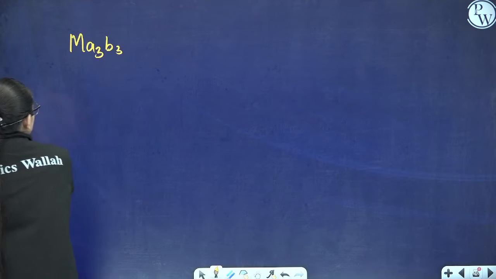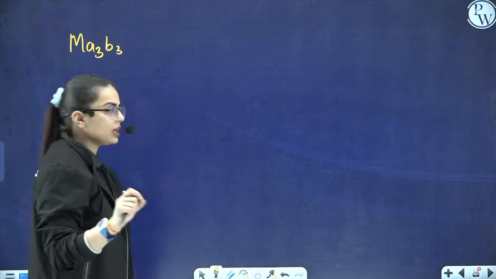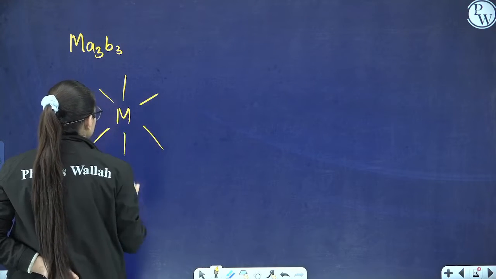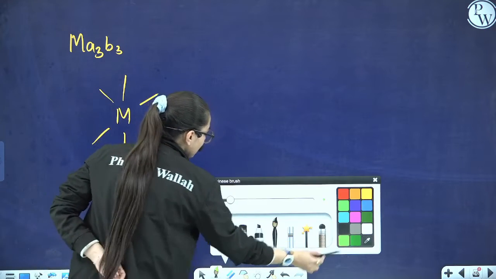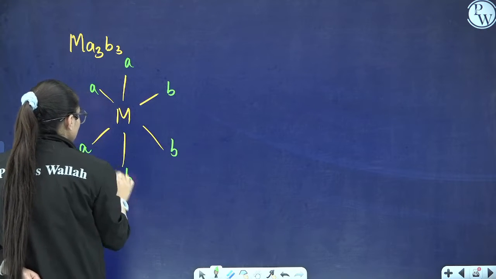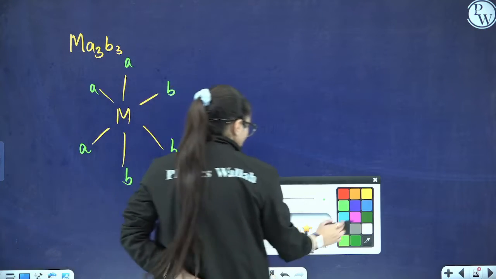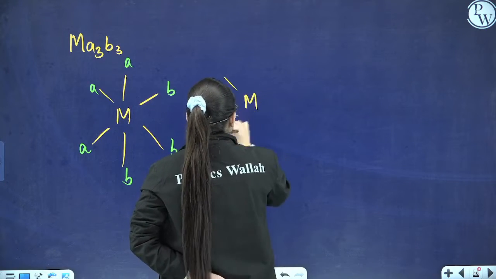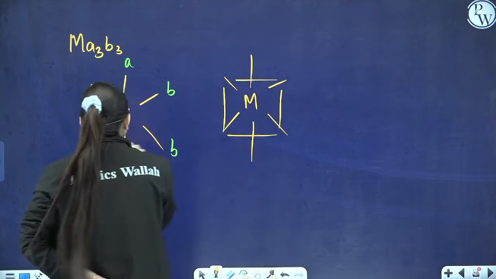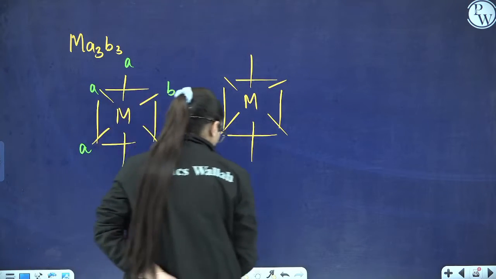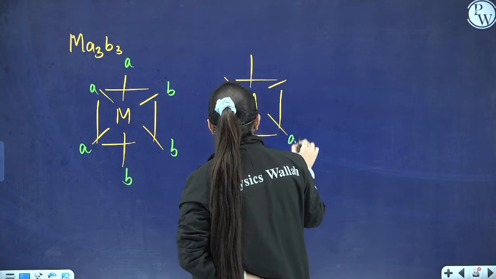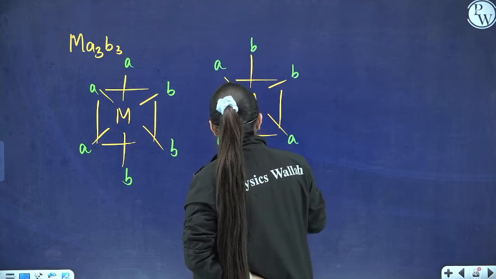MA3B3. If I say MA3B3, A and B here are ligands, and M is the central metal atom. So if I talk about this central metal atom, again we have 6 ligands over here. So here, what I will be obtaining, see, A is present, and this is your B, B, B. This is your initial structure. One more that I can obtain over here. This is M, like this. So basically this is A, and this is your B, B, B.